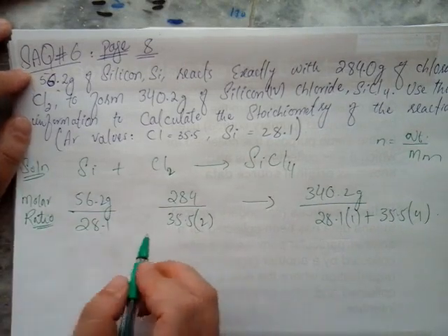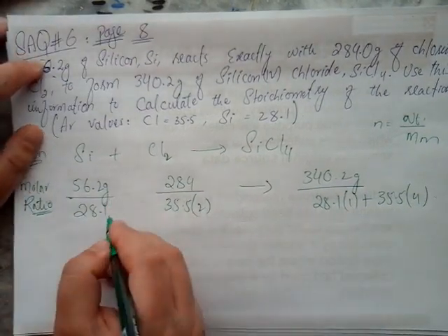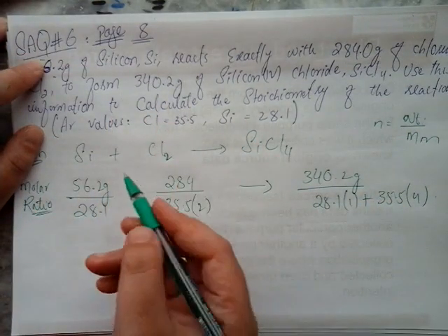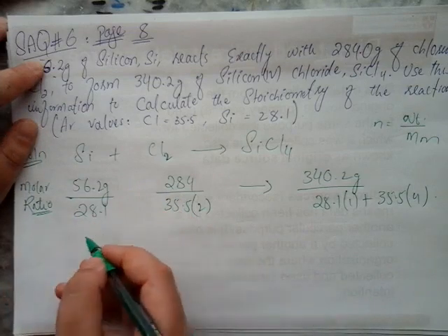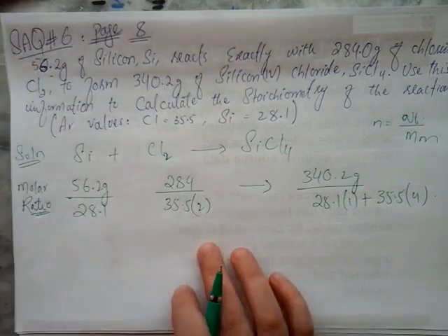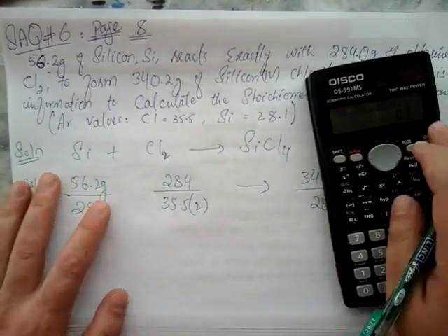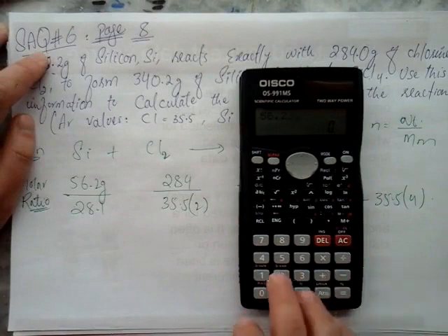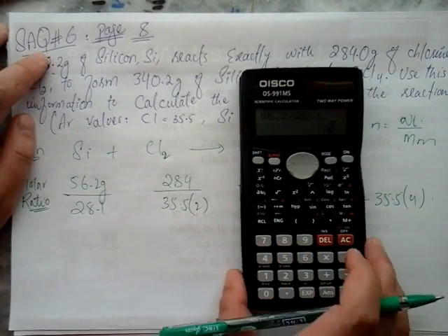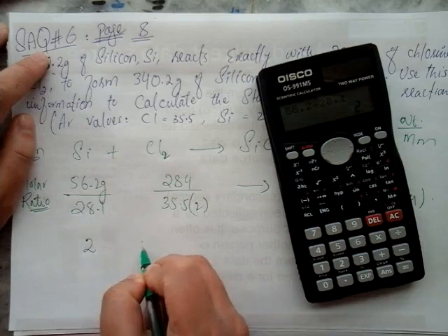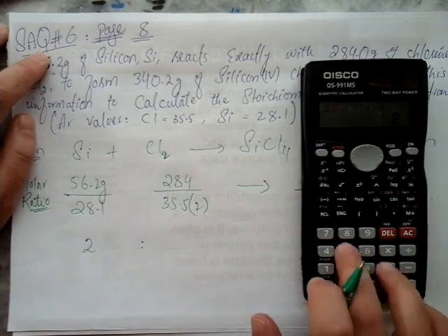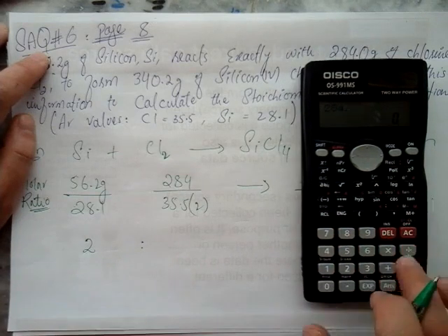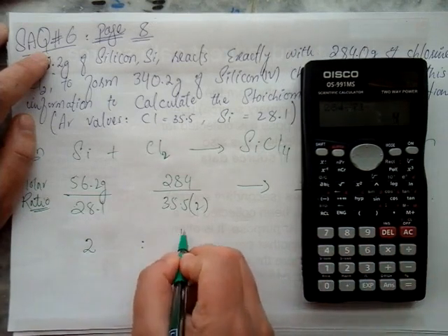Okay, in the same case, after doing this, you will be able to find the molar ratios in the same way as we have done in the previous question. After finding the molar ratios, you have to find the simplest molar ratio. So 56.2 divided by 28.1 comes out to be 2. Now here again, 35.5 multiplied by 2 comes out to be 71. So 284 divided by 71 comes out to be 4.